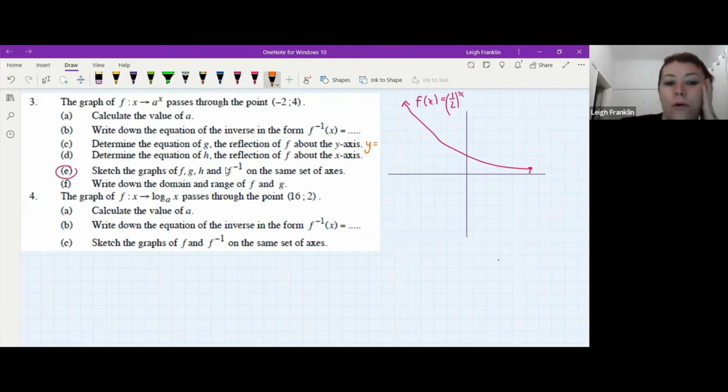I didn't do that. I did not. Okay, so you need to do question C and D before you can do question E. So I've sketched F for you. G is its reflection about the y-axis. H is its reflection about the x-axis. And then they want you to draw its inverse on the same set of axes.